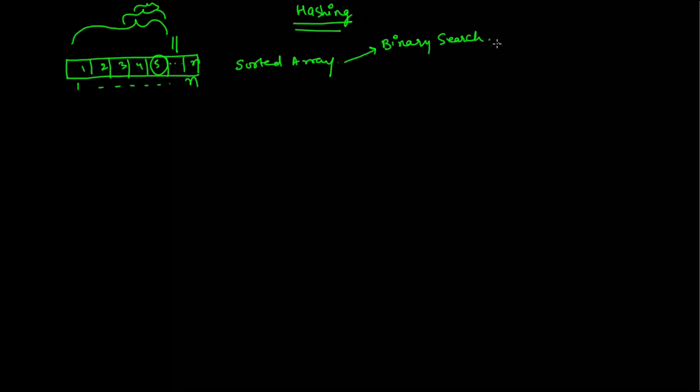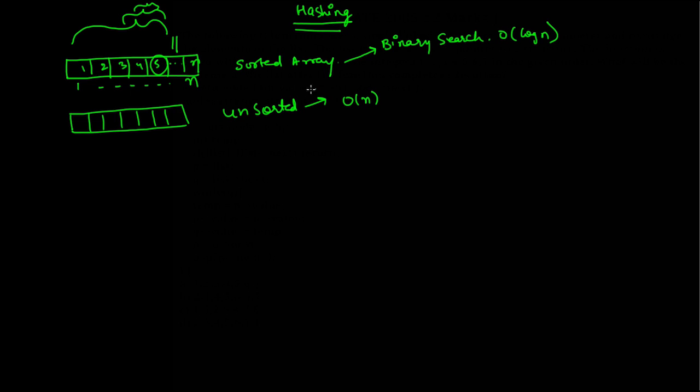Now the time complexity of binary search is order of log n, and that is in the case of sorted arrays. What if you are having an unsorted array, where the data is not sorted? In the case of unsorted arrays, what is the time required to search any data present in this array? The time required is order of n, because we have to do a sequential search. We have to check this data first, then this data, then this data, and so on.